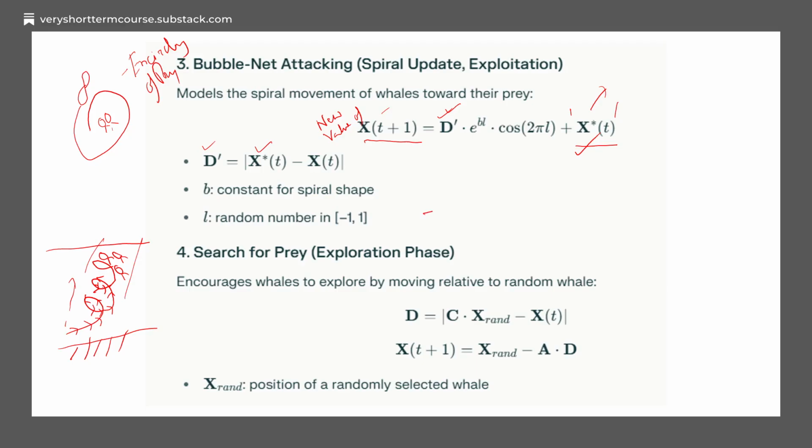Any value in between -1 to 1, but not equal to -1 and not equal to 1. Within this -1 to 1, any random value. Now this small l is the same. Now b is any random constant you can take.